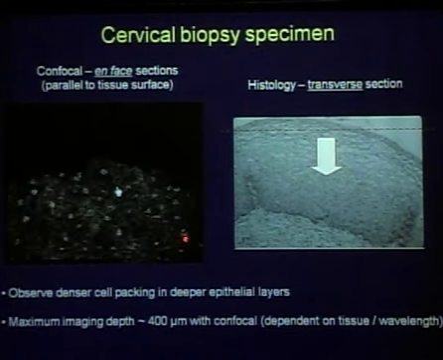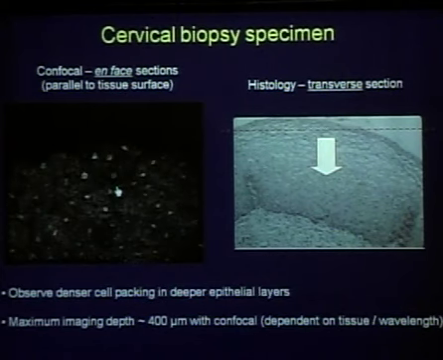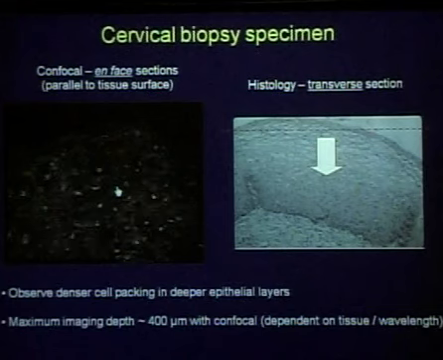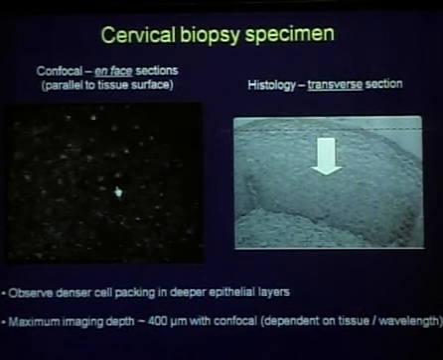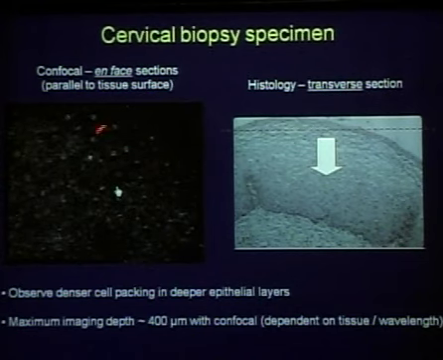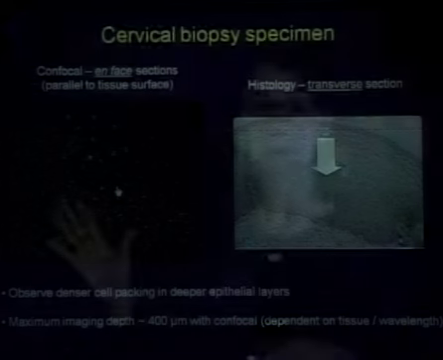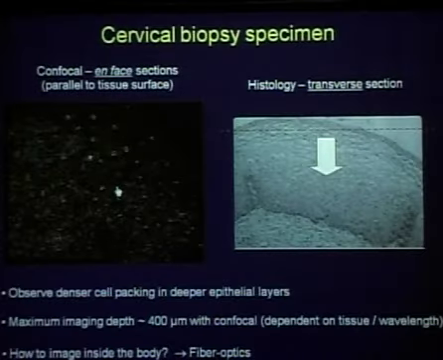We've used acetic acid, just a vinegar solution, as a way to enhance the refractive index mismatch between the nucleus and the surrounding cytoplasm. And with this technique, using these near-infrared wavelengths, we're able to penetrate between 300 and 400 microns, which is typically enough to see through the entire epithelial thickness.